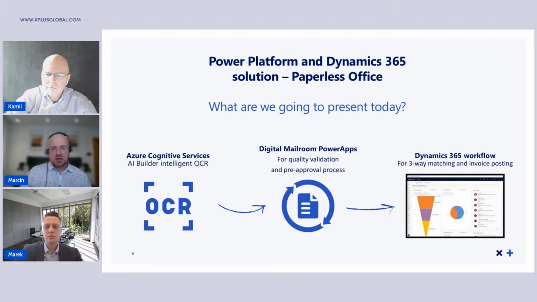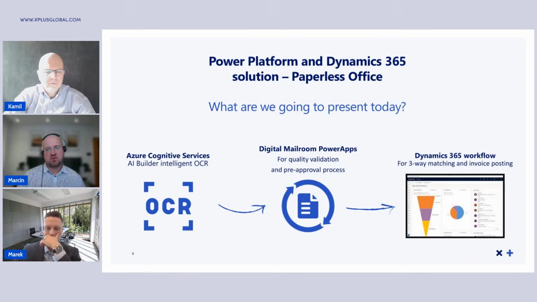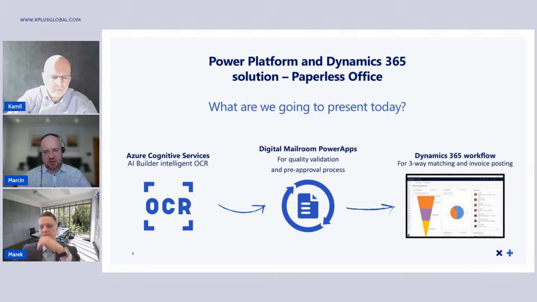Then another part is the Power Apps technology, and behind this there are flows and automation made by Power Automate. It's a digital mailroom which fulfills two tasks. First, validation of the quality of data recognized by cognitive services, and second, pre-acceptance, pre-approval, that we are going to show you how it works with the Microsoft 365 ecosystem. And the final solution ends in Dynamics 365 in the invoice matching with PO and PR documents automation. And this will be the most important part of our webinar, and this is Marek's part.